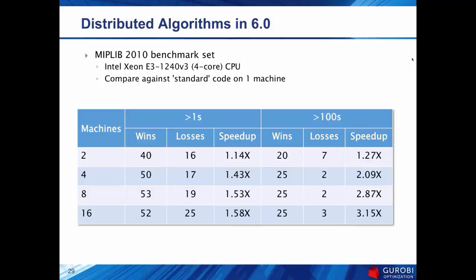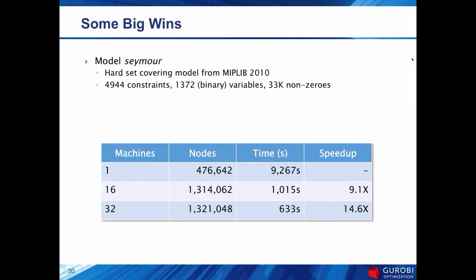So there is a point of diminishing returns. We don't often test it ourselves with more than 16 independent machines, just for this very reason, that there is a point of diminishing returns where you don't see much benefit from adding more machines. It seems that the sweet spot is about 4 or maybe 4 to 8 machines. There are some big wins.